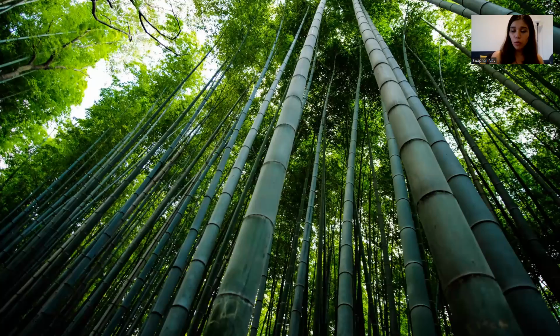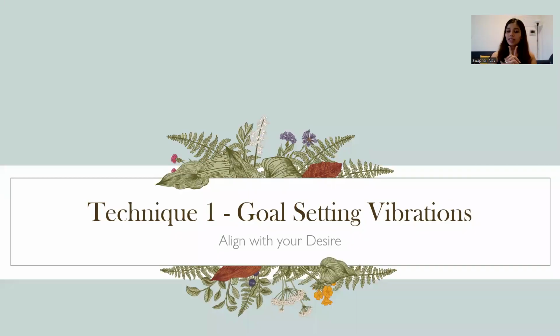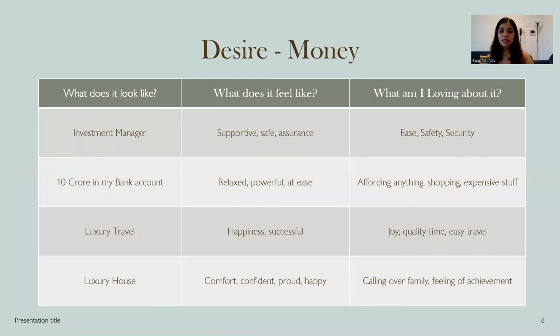Now let's move on to our first technique, which is the goal setting technique. Guys, at this point, I'm going to have to ask you to take out your notebooks or your notepads or your paper, whatever you have, and your pen, and you are going to have to do this exercise. I'll just explain it to you, and then you can start it. So first thing that you need to figure out is what is your desire. I know it may seem like a very silly question, but the first thing that we are going to figure out is what is your desire.